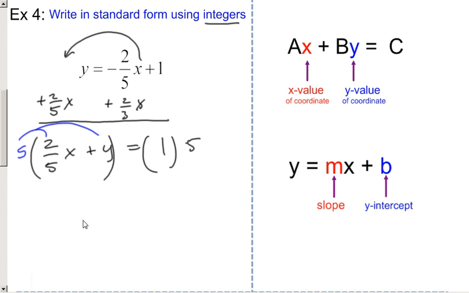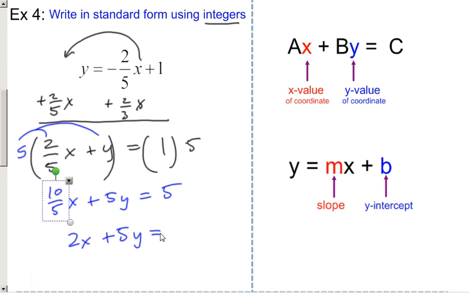So we'll distribute the 5, and I get 10 over 5 x plus 5 times 1 is 5y equals 5. 10 divided by 5 is 2, so I get 2x plus 5y equals 5. And there we have it. We have integers, and we have x plus y equals a number, in this case 5. 2x plus 5y equals 5.